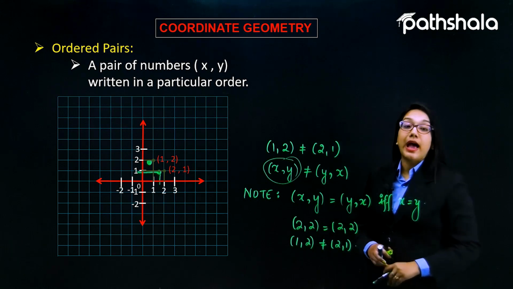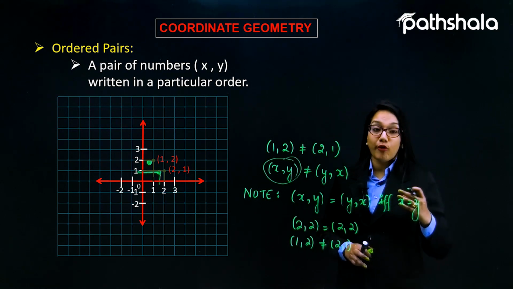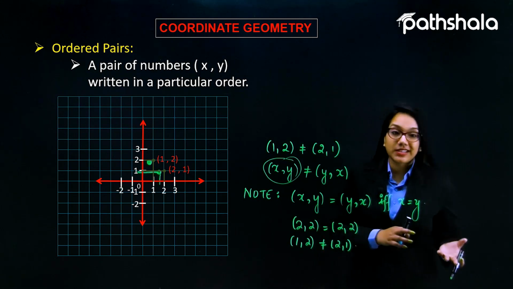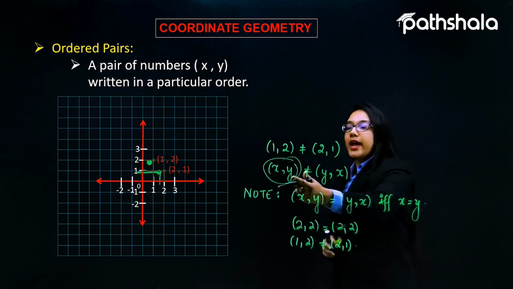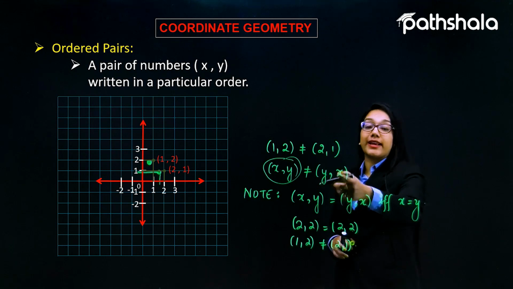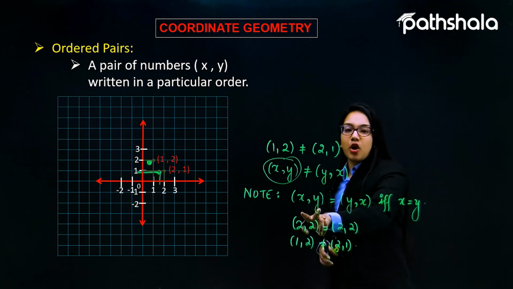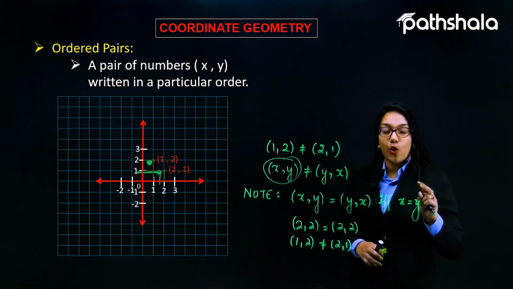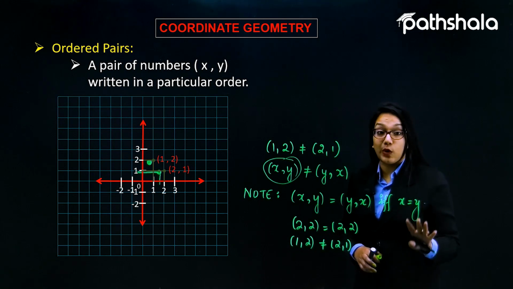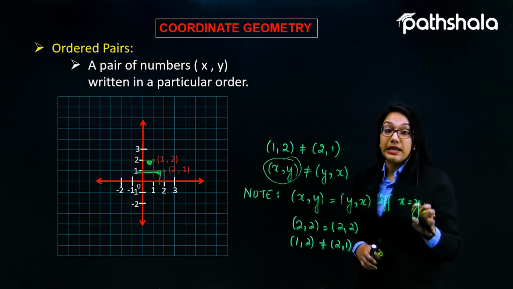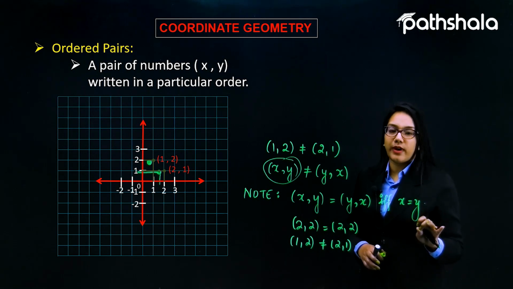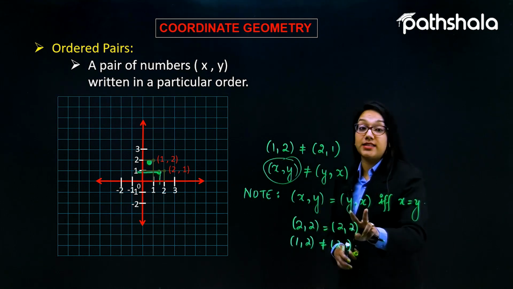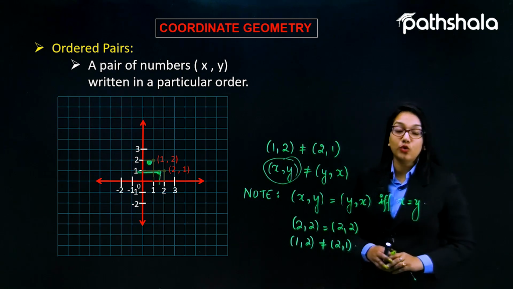So always remember that (x, y) are also called ordered pairs, and such ordered pairs of the form (x, y) always follow a particular order, and they can never be equal to their reverses. We can say (x, y) can never be equal to (y, x) except for one case. What is that case? (x, y) can be equal to (y, x) only if x is equal to y. I hope this concept about ordered pairs is all clear to you. So always remember that (x, y) can never be equal to (y, x), just for one case: they are equal if and only if x is equal to y.